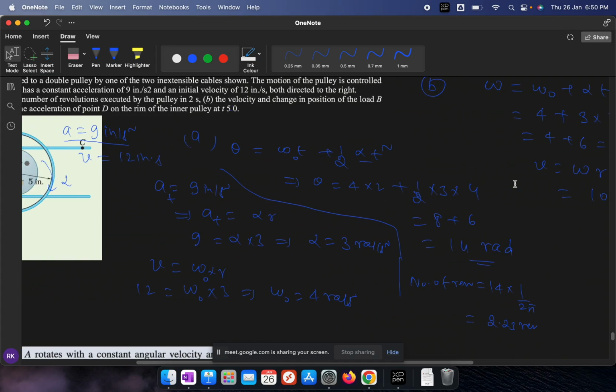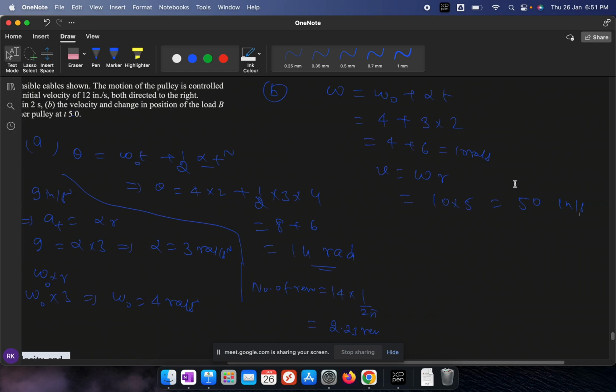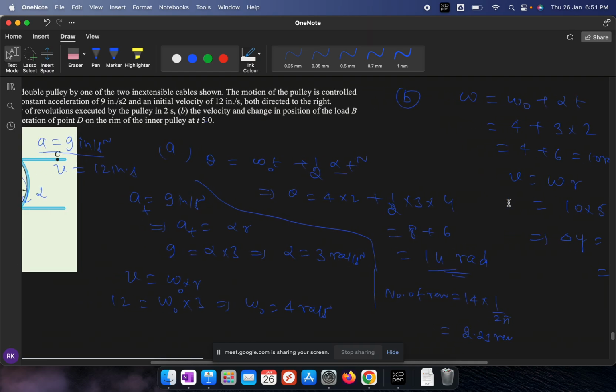Now it is asking the change in position, so what will you do for the change in position? Simply delta y equal to R delta theta, whatever the change in theta is after time 2 seconds. So here R is 5, because it is already given, and the change in theta is nothing but 14 radian. So that will be 5 into 14, that is 70 inch. So the change in position is 70 inch. That was for part B.